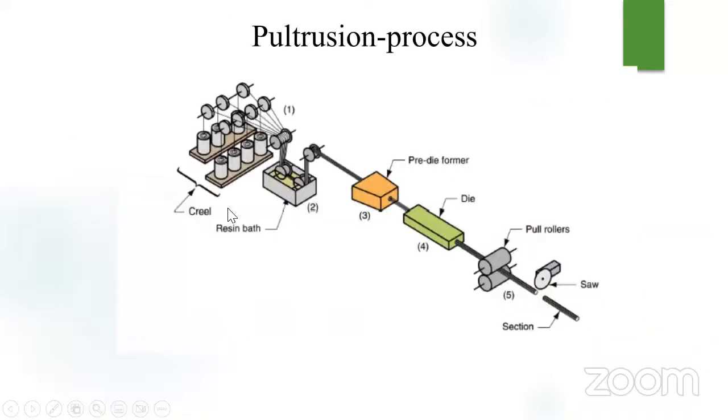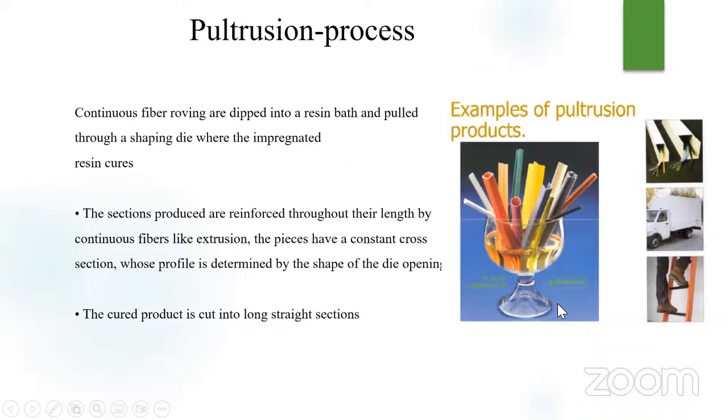This is the pultrusion process where you have the creel of rovings being dipped into the resin bath, and then pultruded through the preformer and then the die. Then it is pulled through the pull rollers, in straight sections as shown in this picture.